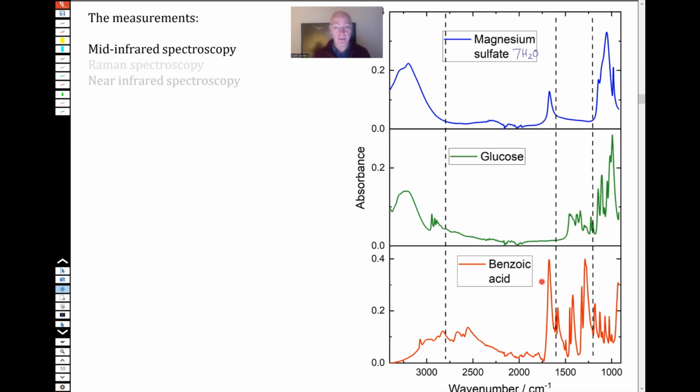And then if we go to the benzoic acid, it's different again. Here we have much stronger features here. And of course, benzoic acid has double bonds, which the other ones don't have. Very, very strong features here. And then, of course, extensive sort of CH regime over here as well, because it has OHs and CHs and all the rest of it in slightly different environments.